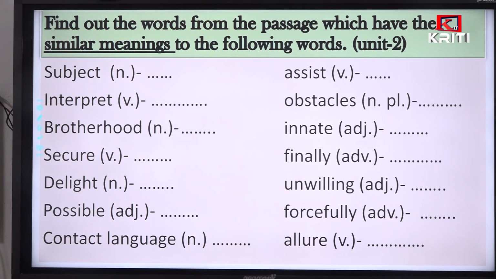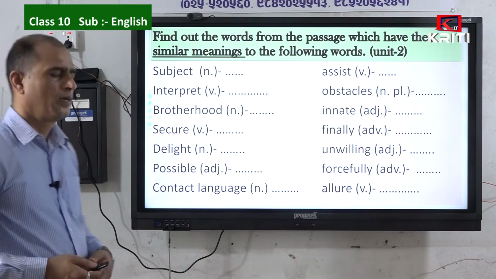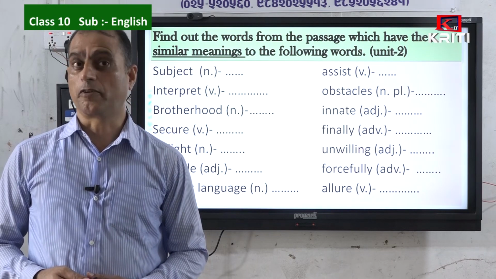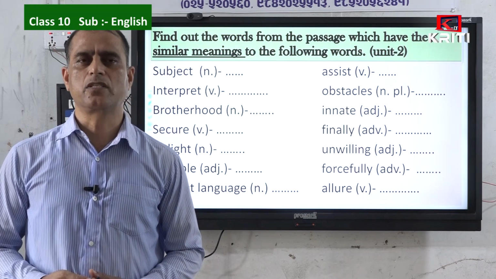I hope you completed writing the words. What you have to do here is read the text once again. Underline the words that are difficult for you, new for you, or familiar to you, which have a similar meaning to the words that I have given you in the exercise. With these, you try to revise the meaning of those difficult words.